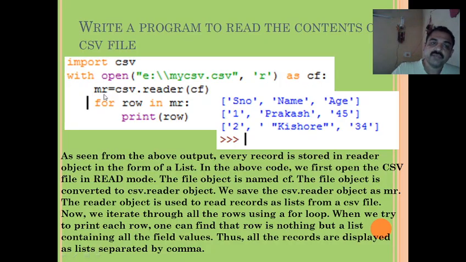Here, next line, mr equal to csv.reader. csv.reader is a function for reading the CSV file. So we have mentioned here the file object name cf. It reads the file my csv.csv and stores it in mr. mr is a variable name here. If you want to get one row at a time, for that you can use the for loop. For row in mr, print row. That means one by one row will be printed.